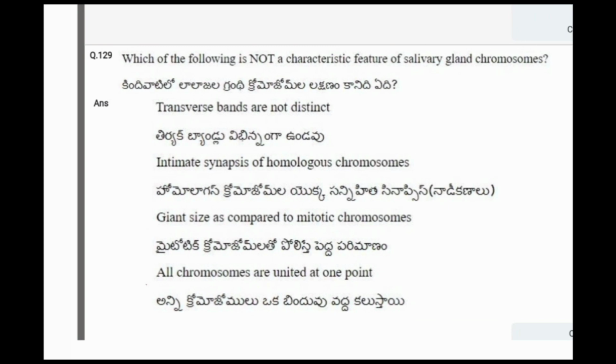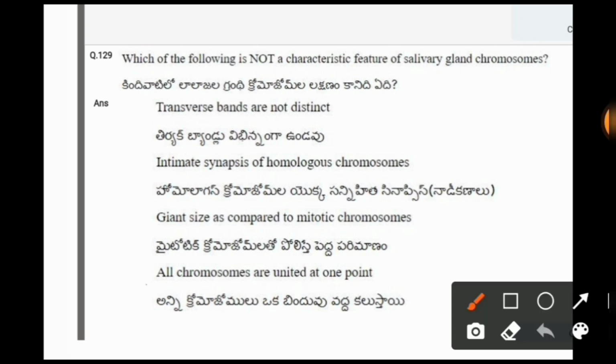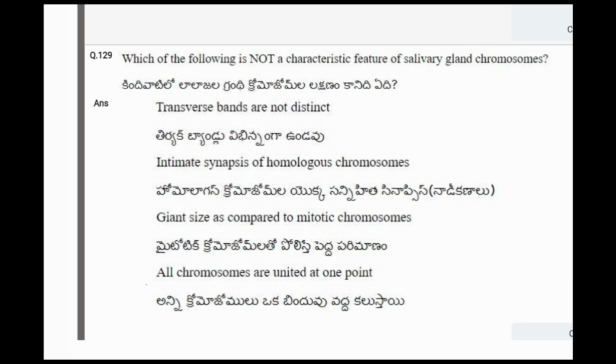Let's see the next question. Which of the following is not a characteristic feature of salivary gland chromosomes? The options are transverse bands are not distinct, initiate synapsis of homologous chromosomes, giant size as compared to mitotic chromosomes, all chromosomes are united at one point. The correct option is the first one, that is transverse bands are not distinct.